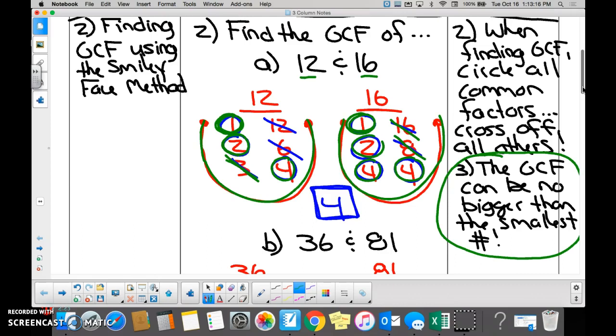The smallest number. So if I gave you 10 and 20, the GCF can be no bigger than the number 10. If I gave you 1 billion and 1 million, it can be no bigger than the number 1 million, because 1 million is smaller than 1 billion, right?